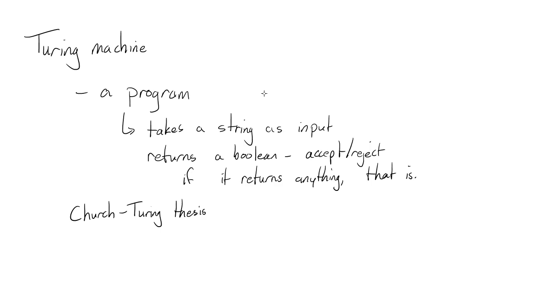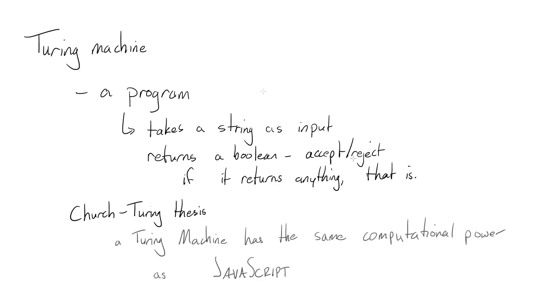It can do the same things, maybe not in the same amount of time, but it can do the same things as any other computational engine that can possibly be built. The way I like to think of it is that a Turing machine has the same computational power as JavaScript. You'll see I'm very, very fond of JavaScript.